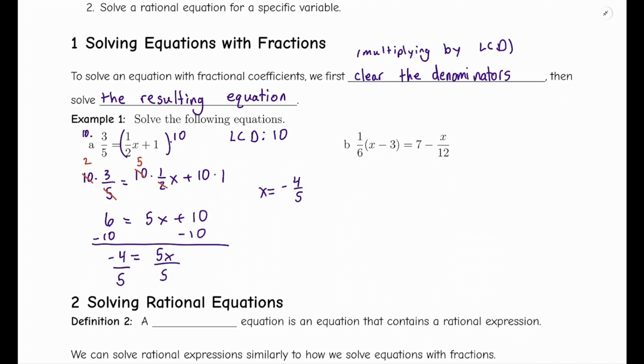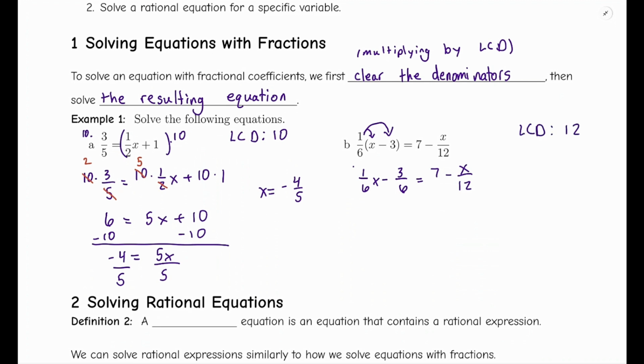My recommendation before multiplying by the LCD is to distribute all parentheses first. Technically, that step doesn't need to be done, but I notice fewer mistakes are made if you do that step first. So in part B, I'm going to distribute the 1/6 first. So we get 1/6 x minus 3/6 equals 7 minus x over 12. Now that I've gotten rid of the parentheses, I'm going to find the LCD, which is 12.